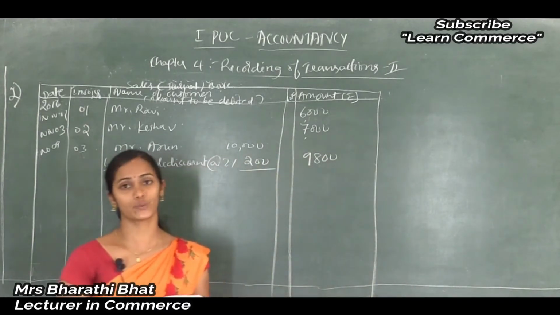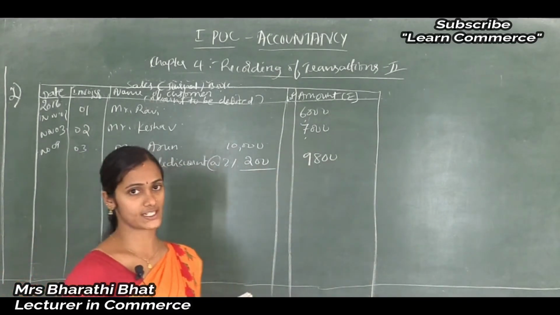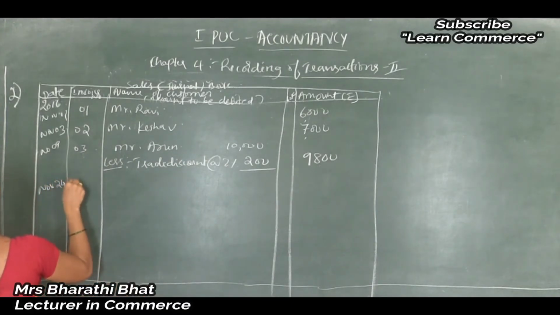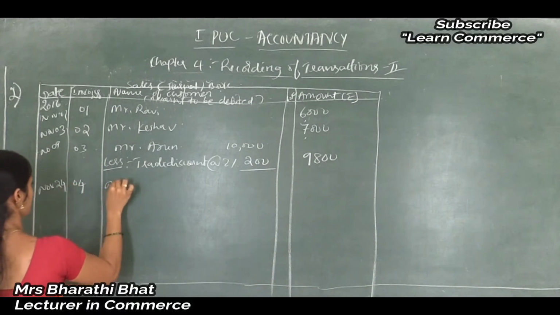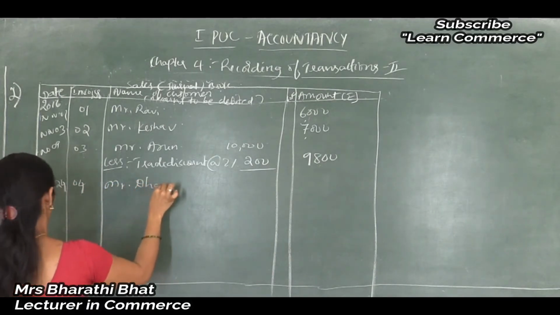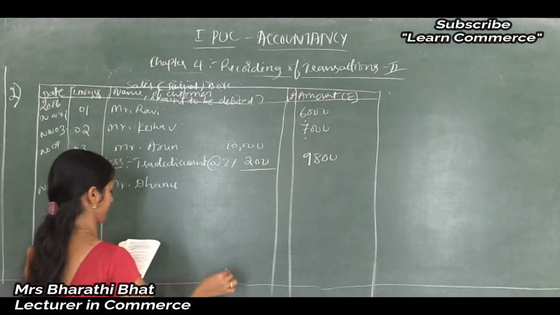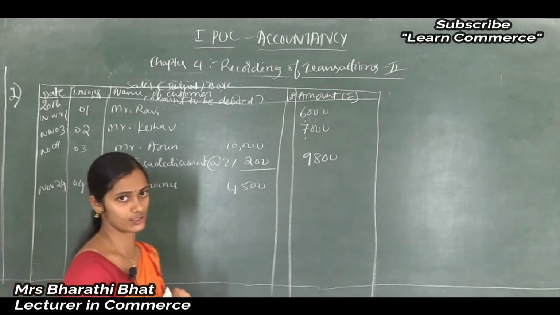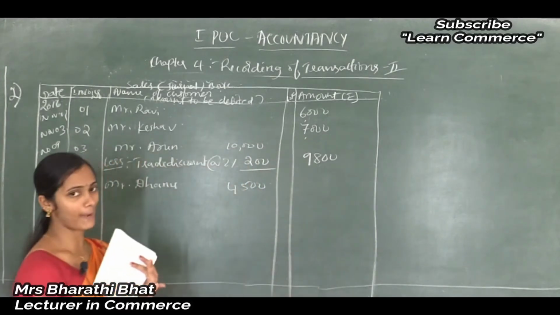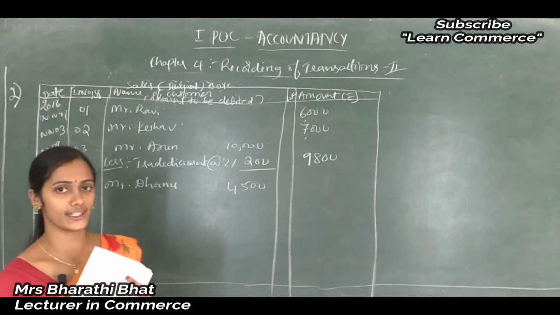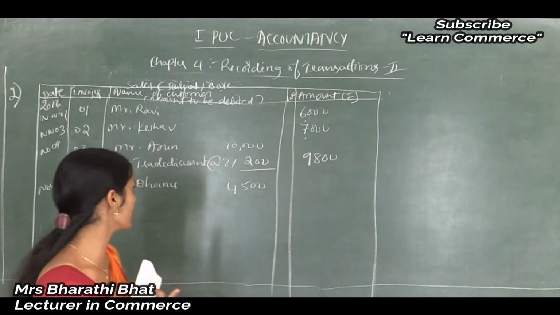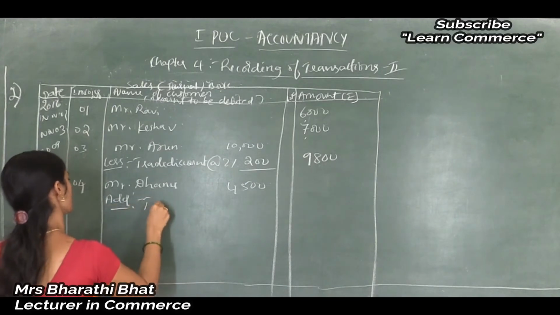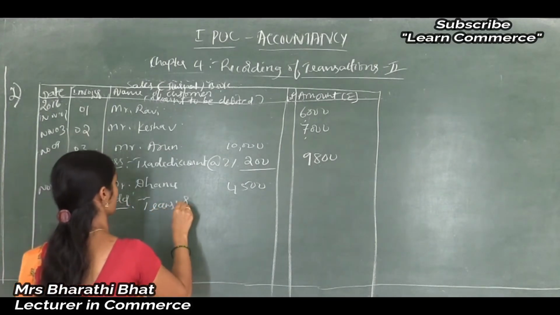And next one, November 24, credit sales to Mr. Dhanu. So November 24, fourth one, Mr. Dhanu, 4,500, and spent for transportation. So if any packing charges, installation charges or any transportation charges, we have to add to the concerned amount. So add transportation charges.